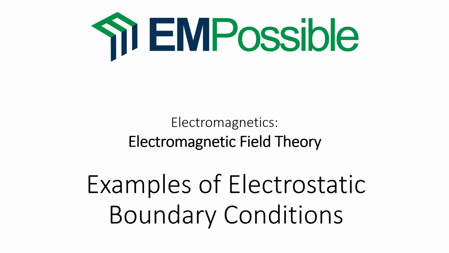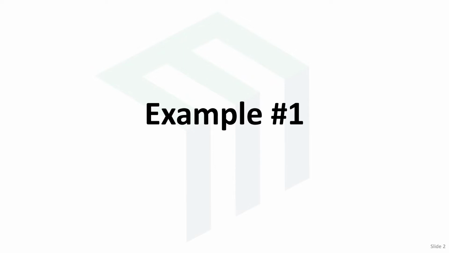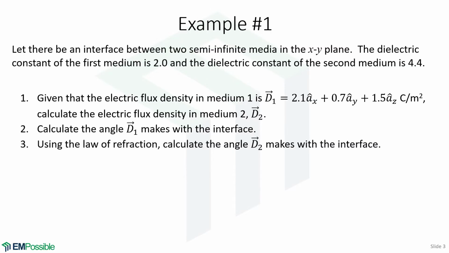Examples of electrostatic boundary conditions. Example number 1. Here's the stated problem, and then we'll draw it and solve it. But let me read this to you.